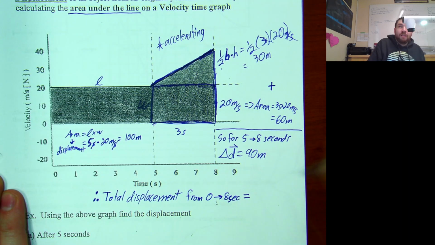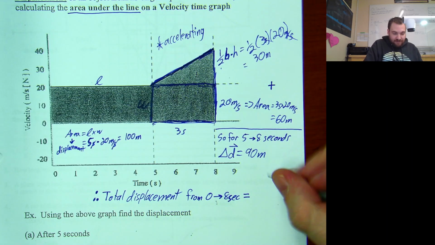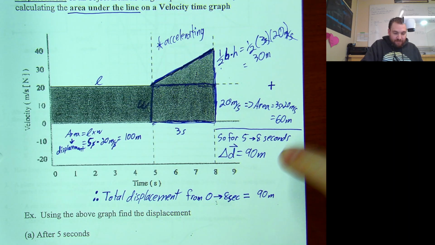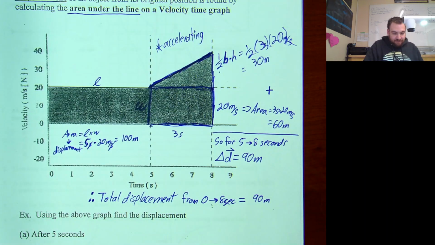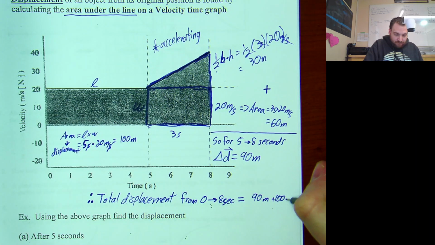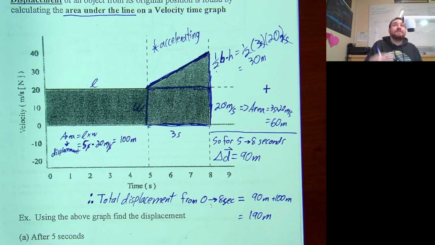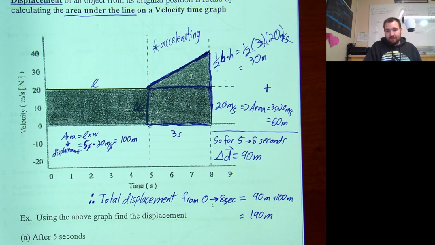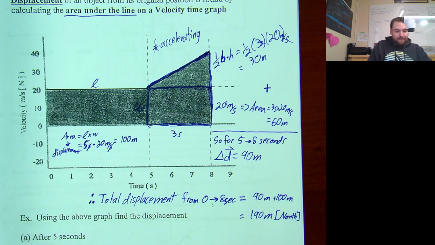is going to equal the 90 meters from the 5 to the 8 plus the 100 meters from the 0 to 5. That gives 190 meters, and specifically which way? North. It's kind of cool.